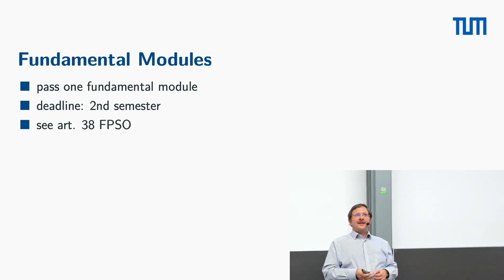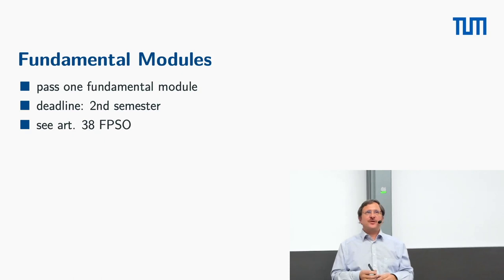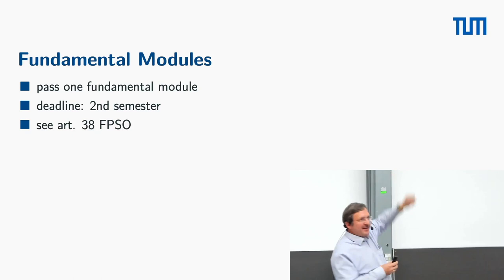All right, so that applies if you have prerequisites. Most of you probably won't have any. Now, the next things apply for everybody. Basically, there's, let's say, two kinds of hurdles for your master's program, two things that you must watch out for. The first should be easy, hopefully. That's what I call fundamental modules here. And that means for all of your programs, there is one section in the regulations, that's Article 38. So you could look that up in the official legal documents, Article 38.